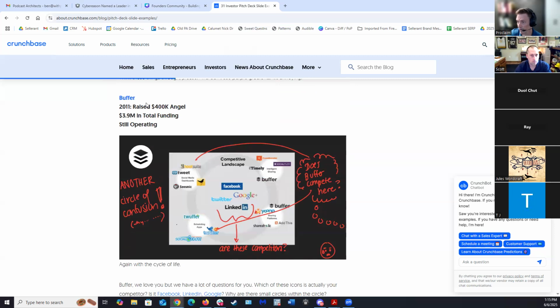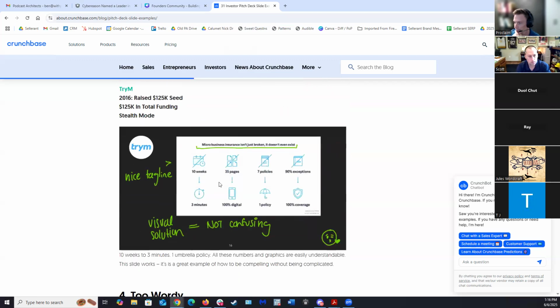This one is from Buffer. Buffer's done really, really well for themselves. But they've got people on here who are not competitors. And a competitive landscape, honestly, should probably not be a circle graph. You want something that's more clear, and if you're laying out a competitive landscape, you want the spatial design of that to be very, very clear.